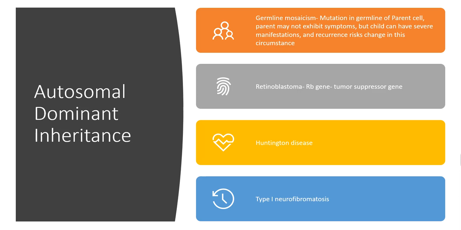You have 10% of the defective gene, so you might develop one or two complaints of the disease, or you might not develop any complaints of the disease. Okay, that is the feature of autosomal dominant.